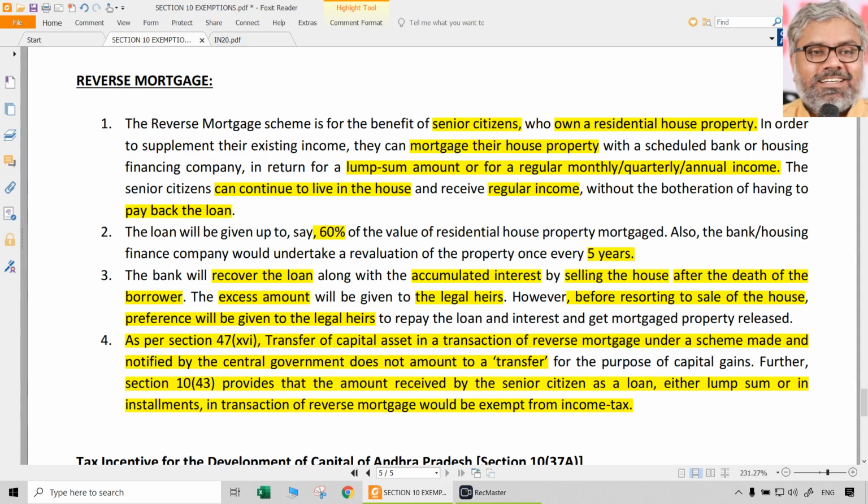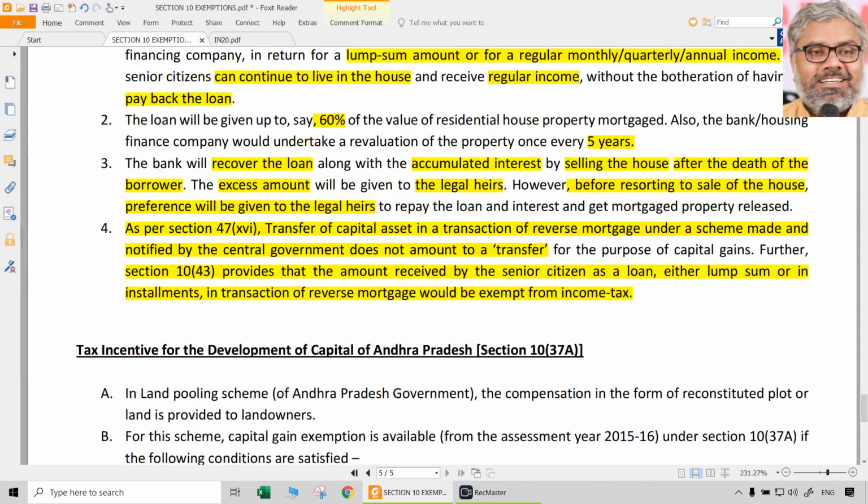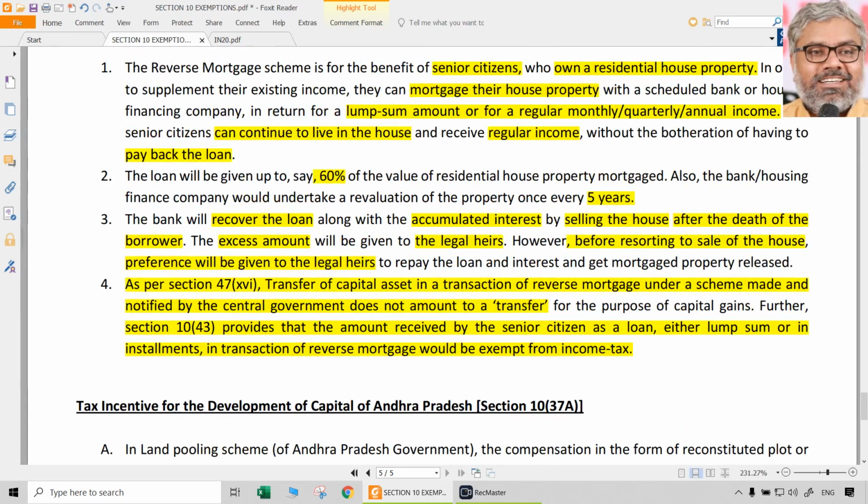You need to briefly explain what this reverse mortgage is first of all. Then that is not enough, the story is not enough, the provision you have to write clearly. The subsections, whether you remember or not: section 47 says it is not a transfer, and for 10(43) says income, money received from the bank in the transaction of reverse mortgage by a senior citizen is not taxable at all, because it is not income.